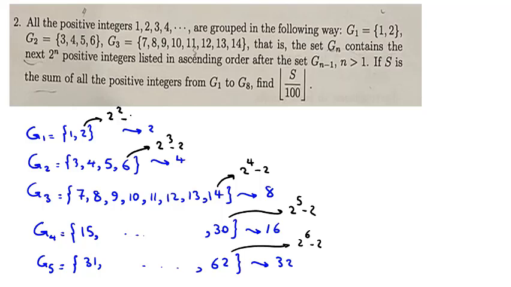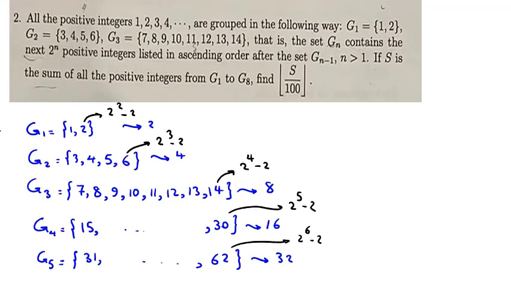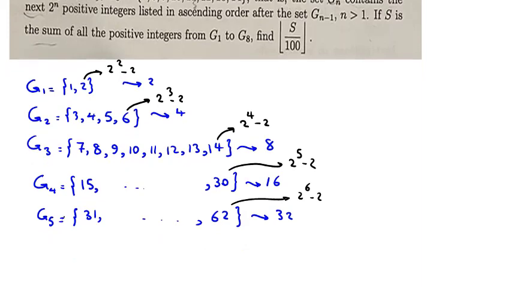This one is 2 squared minus 2. The problem says find up to G8, and you can easily prove that all of them have this condition. For example, it was for round 2 or other problems you should write. We can easily prove it with induction.